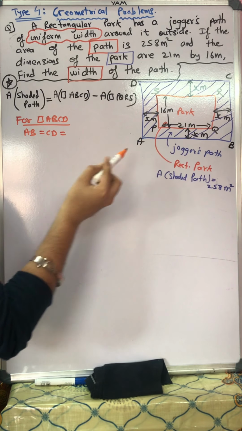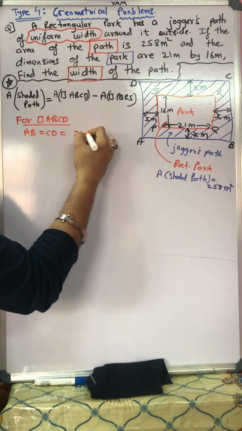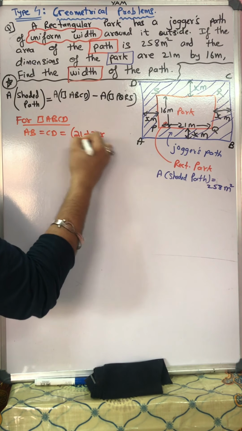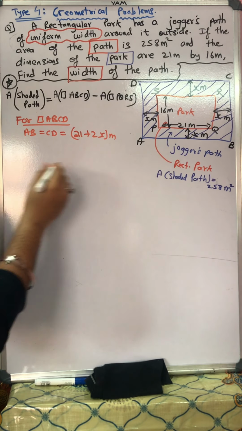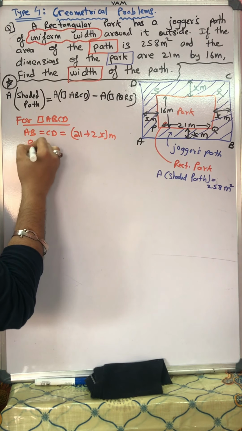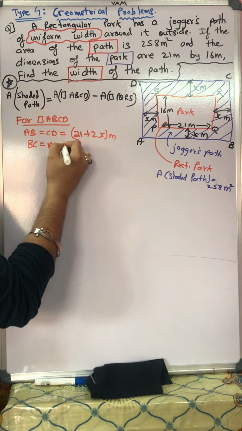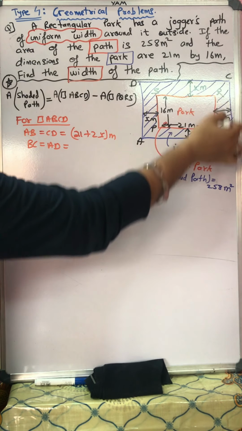So X plus X becomes 2X. Therefore 21 plus 2X meters is the value of AB. Similarly, BC is equal to AD. Reason: opposite sides of a rectangle.